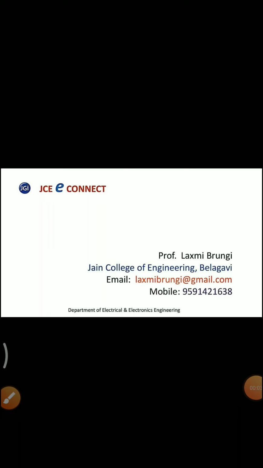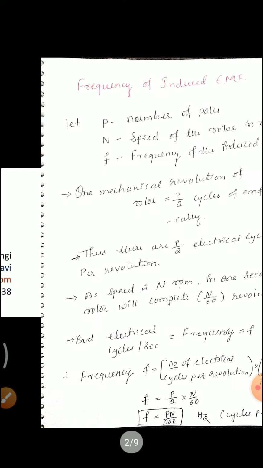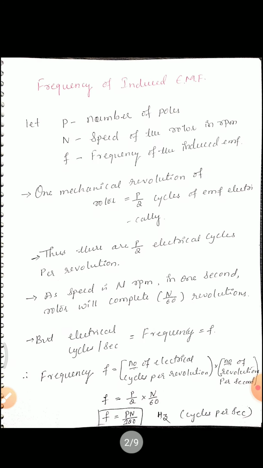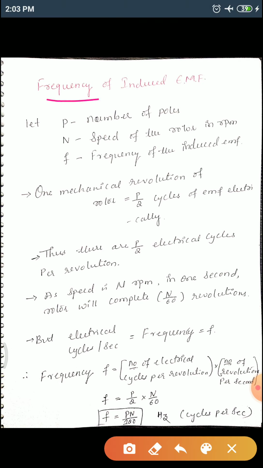Today we are going to see the EMF equation of an alternator. Before going to discuss the EMF equation of an alternator, we'll discuss the frequency of induced EMF of an alternator. So let's take P as the number of poles, N as the speed of the rotor in RPM, and F as the frequency of induced EMF.